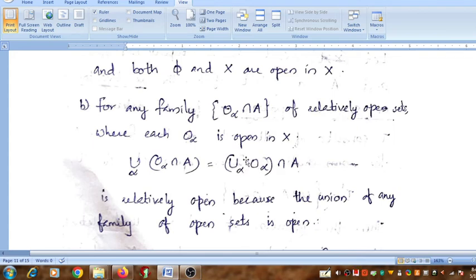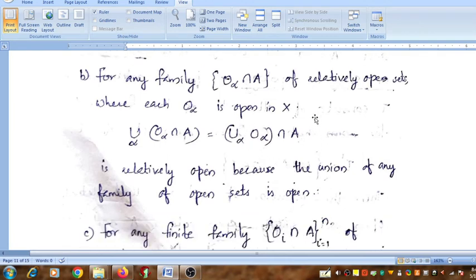So this union of open sets will be a member of tau, and that means it's an open set. Then an open set intersection A takes the form of a member of tau prime. That means this union belongs to tau prime.